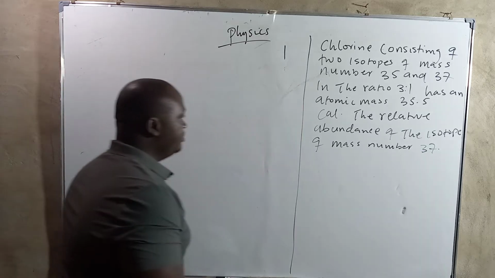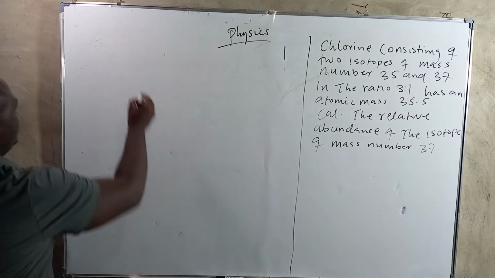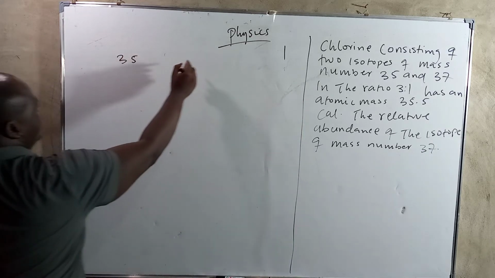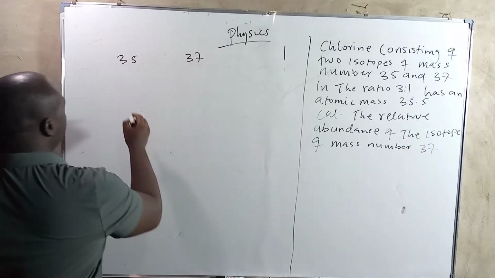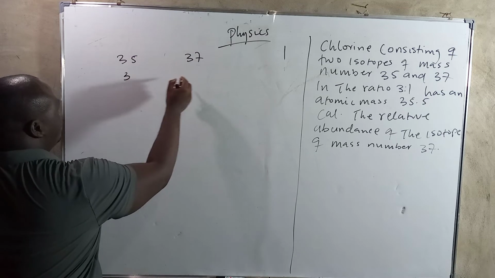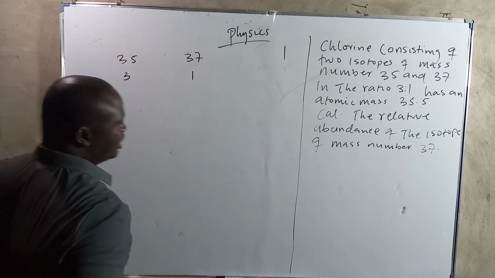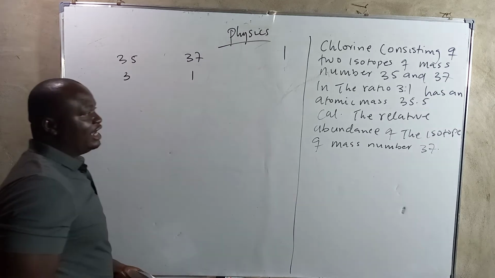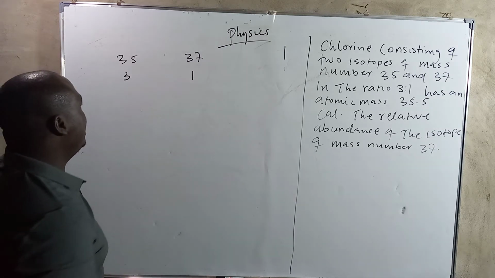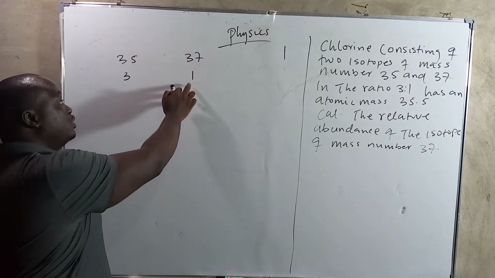This is so easy. The first mass is 35. The second has a 37 mass. And the ratio is 3:1. So that means the first one has a ratio of 3. The second one has a ratio of 1. Now they asked you to calculate the relative abundance of the isotope of mass 37. That means this second one, right? With the ratio of 1.